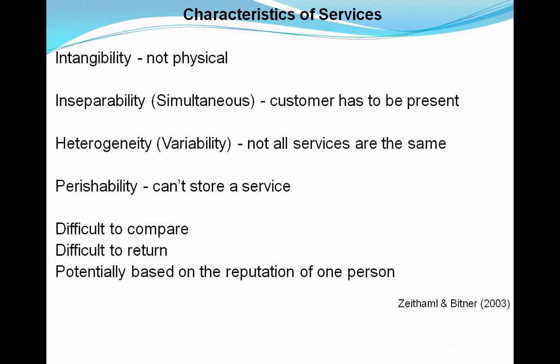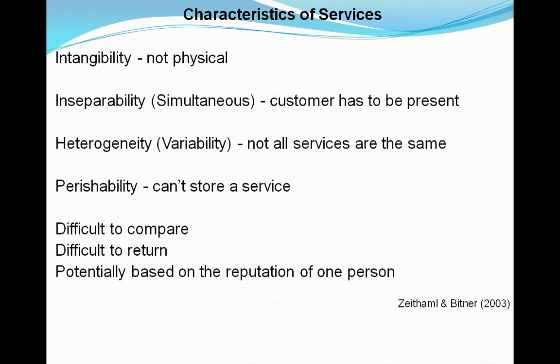Inseparability, so the consumer has to be there to be able to consume the service. Yeah, so you have to go on holiday, you have to actually enjoy the service. You have to sit on a plane to be able to enjoy the seat on the plane, the flight.